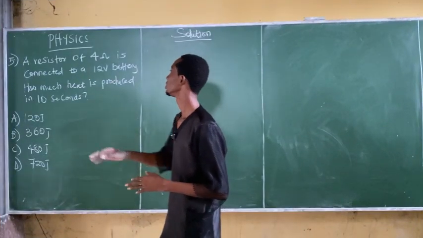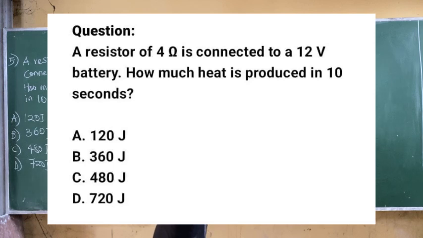Question 5 says, a resistor of 4 ohms is connected to a 12-volt battery. How much heat is produced in 10 seconds? Option A, 120 joules. Option B, 360 joules. C, 480 joules. And D, 720 joules.